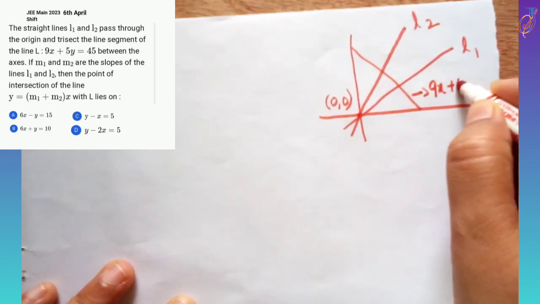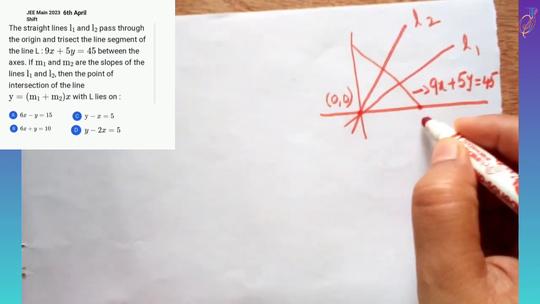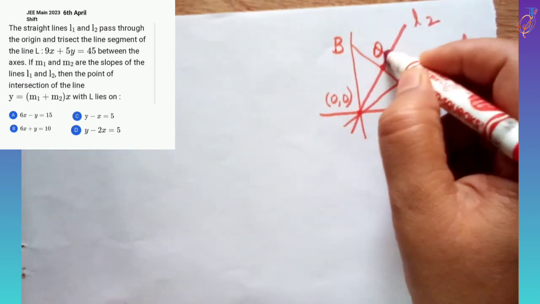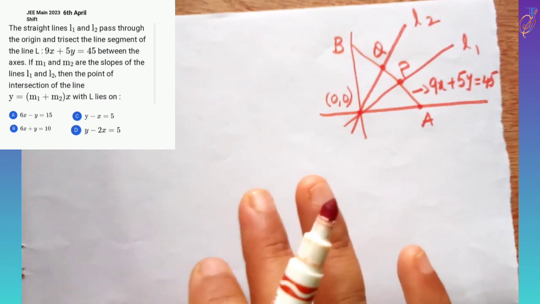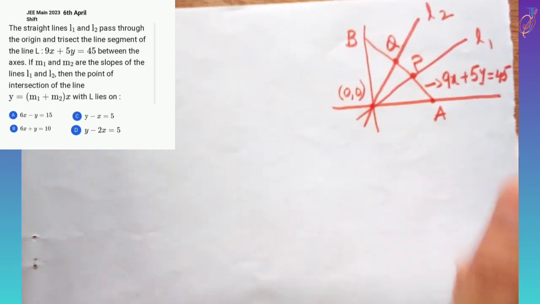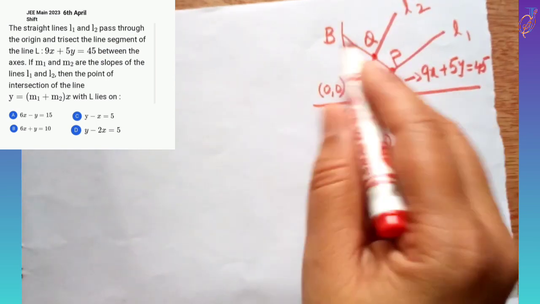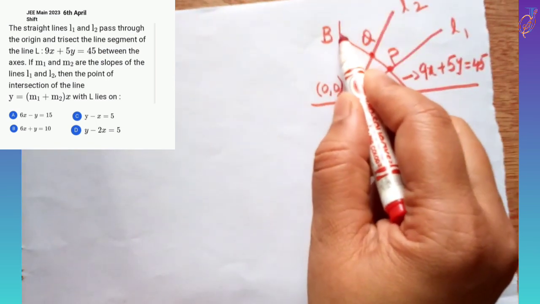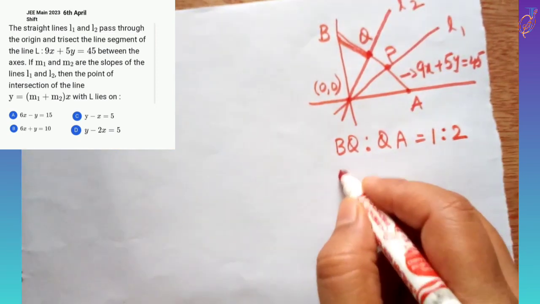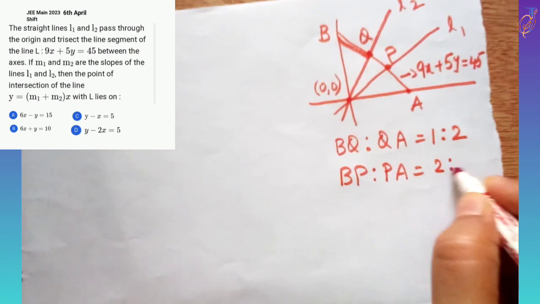This is 9x + 5y = 45. So name the points: this is A, B, and this is P, and this is Q. Trisect means dividing the line segment in the ratio either 1:2 or 2:1 internally. If you take BQ ratio QA, the trisection divides it 1 and 2, so that is a 1:2 ratio. Similarly, if you take BP ratio PA, the trisect divides in a 2:1 ratio.